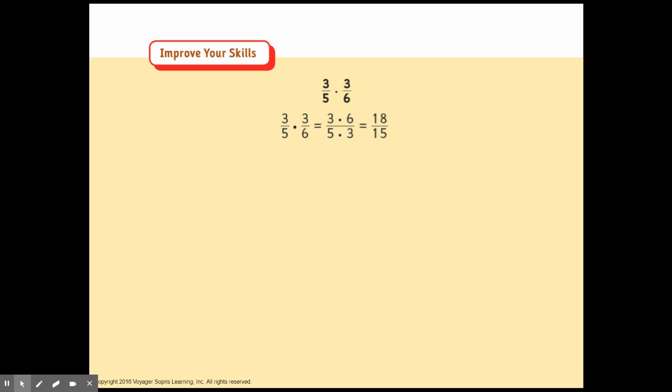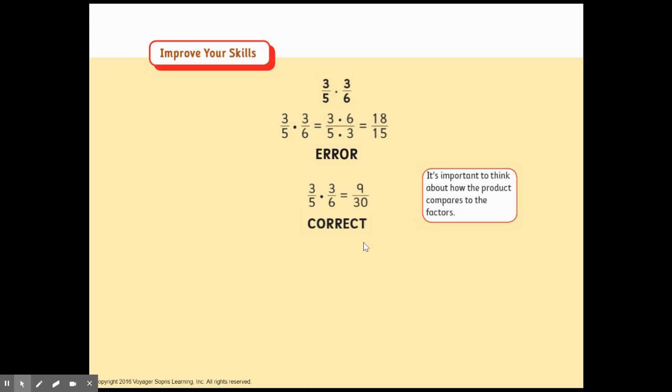Do you know why? Remember, when we multiply fractions, we multiply straight across. You don't have to flip anything or change anything, you just multiply. The product, or the answer that's correct, is 9 out of 30. Remember, when we multiply two fractions, the product is less than the original fractions. The size of the answer can help us check our answer. Simplifying our answer can help us compare to the original fractions.